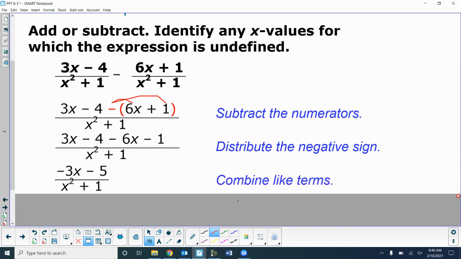Now, what's my restriction? What makes this 0? If you're not sure, what can you do? You could try to factor that, but it won't factor because that's addition, right? If it's minus, I could factor. Set it equal to 0. If you can't see in your head right away what makes it equal to 0, write it equal to 0 and solve it.